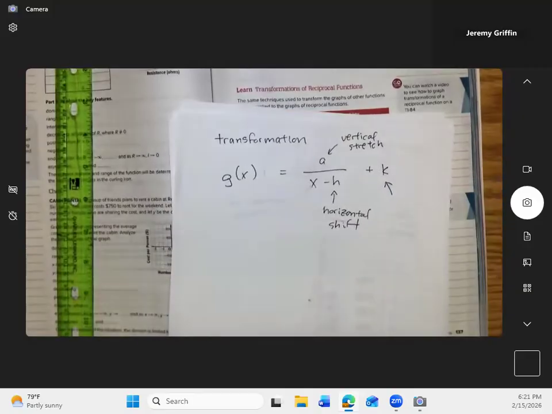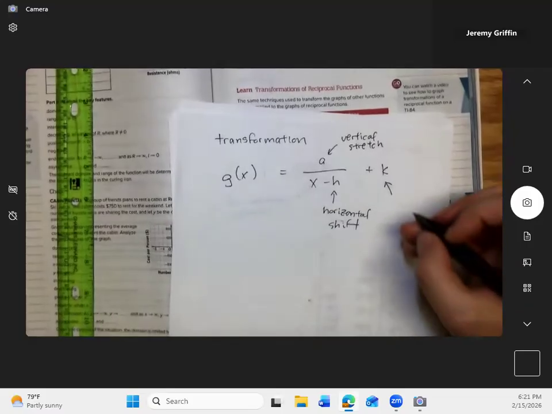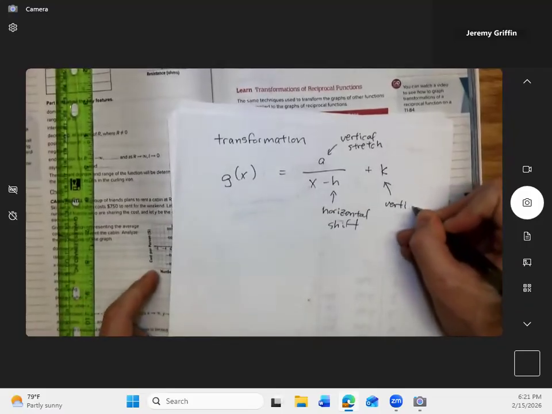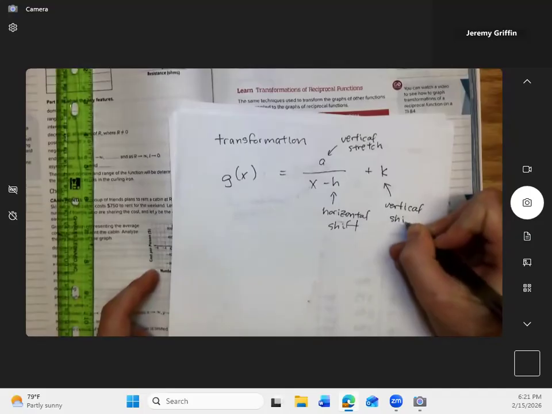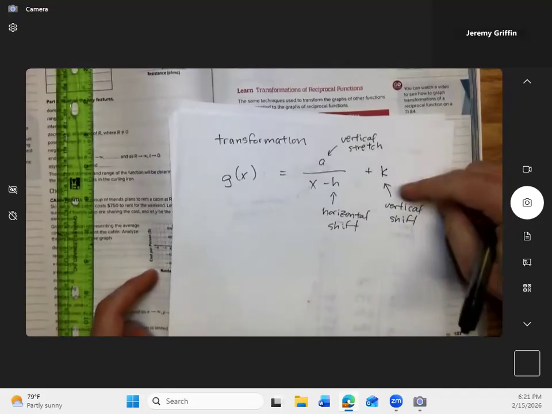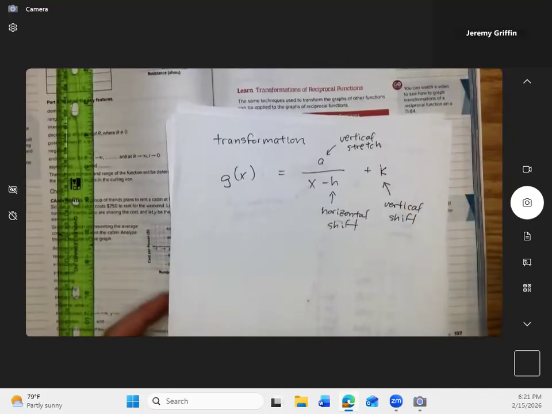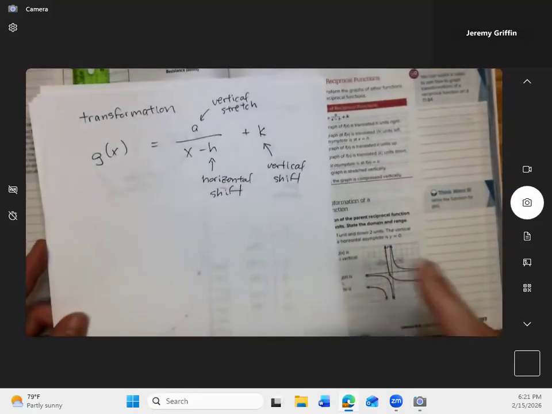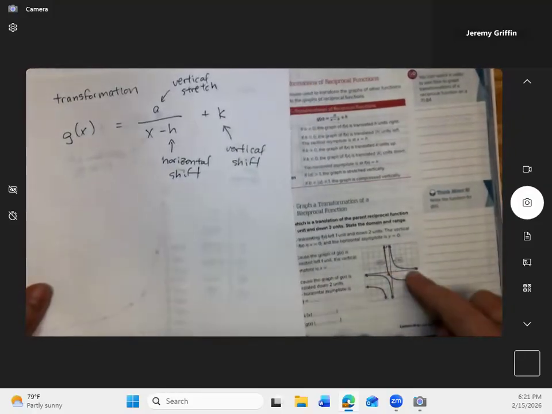This plus k is a vertical shift. It'll just shift the whole thing up k units. Or if it said minus k, it'd be down k units. All right, so using this as a model, how can we make sense of this?